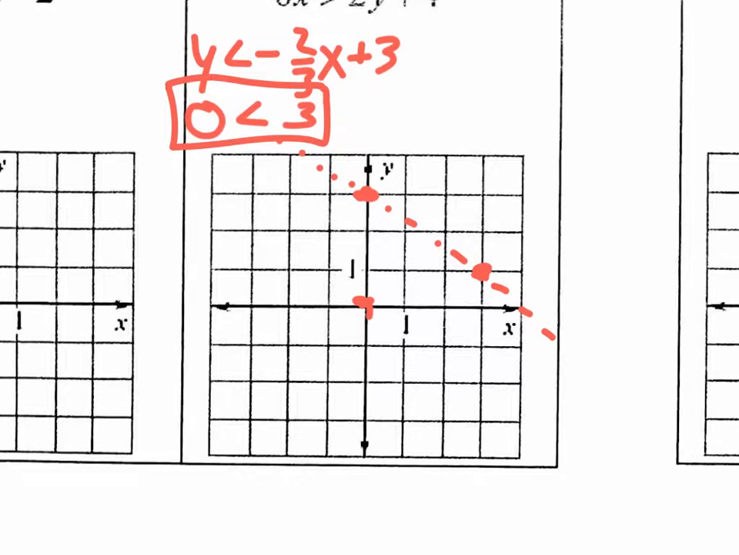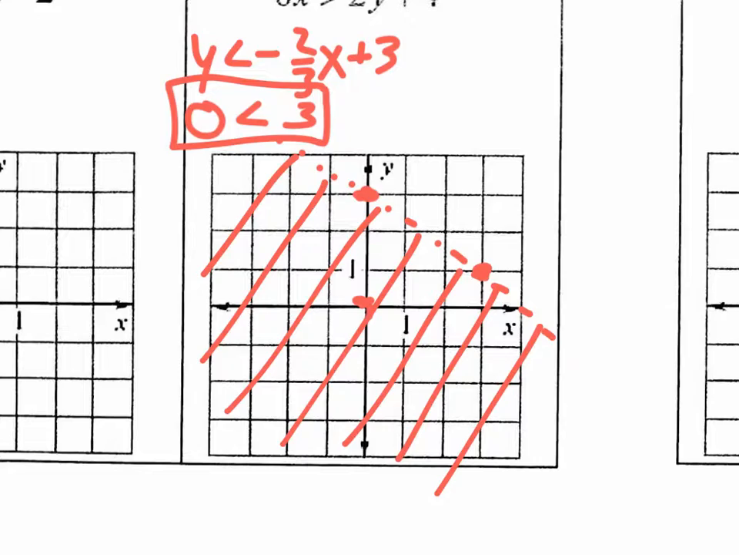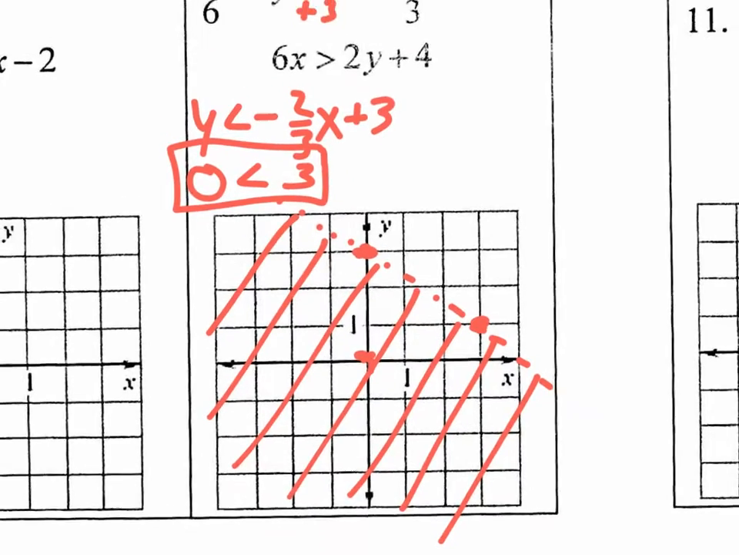So what do we think of this? 0 is less than 3. True or false? True. 0 is less than 3. So this is an answer. So that means all of our answers are down here. So we're going to shade in. And let me not get too crazy on the shade, because then it gets ugly. Let's go for the other inequality.